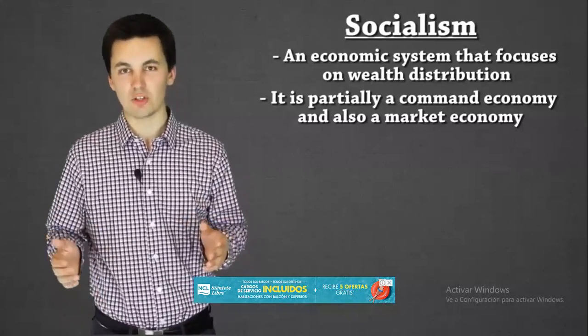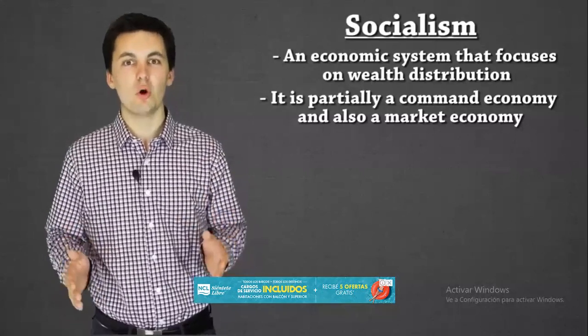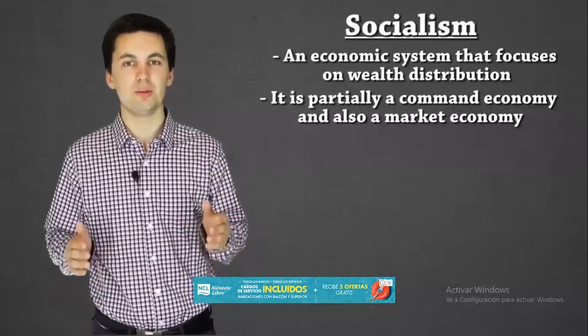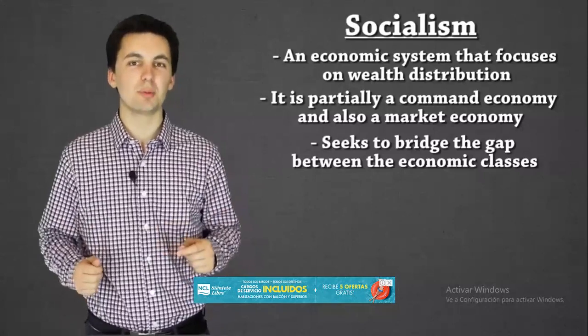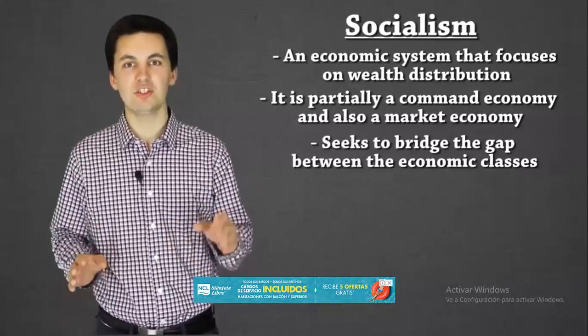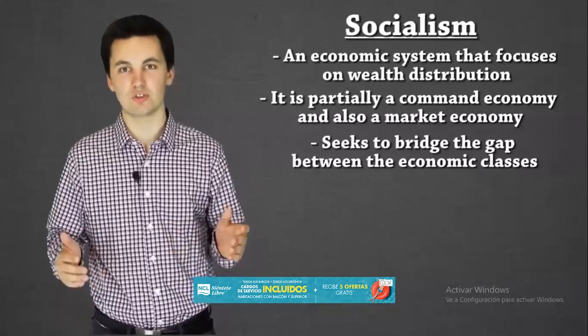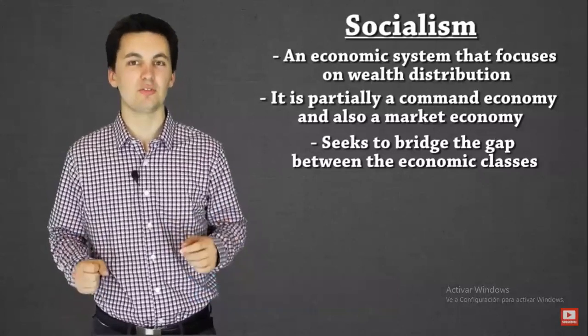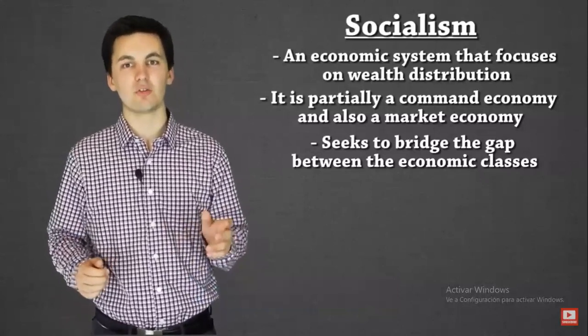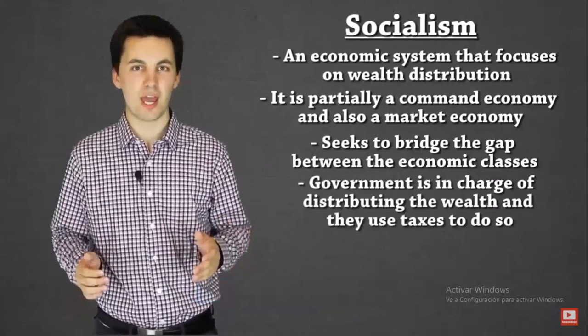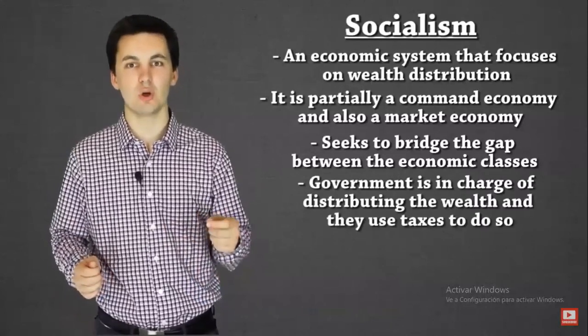But socialism, the goal of it is to have wealth distribution. There'll still be some rich and there'll be some poor, but their goal is to have more people in the middle. Now, to do this, the government plays a role in the economy. This is different than capitalism, especially true capitalism. The government is involved here. And normally how the government distributes wealth is through taxes and then the redistribution of those taxes.